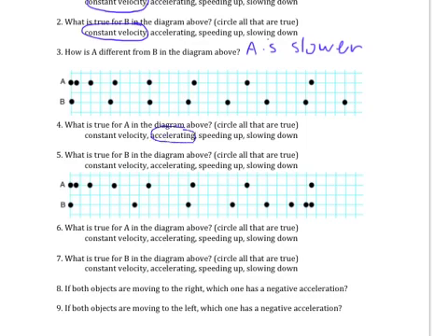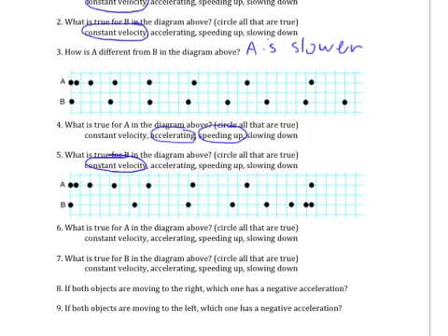Now remember, accelerating means to speed up, slow down, or turn, to change your velocity. In this case, since it's going a greater distance each time, each dot is farther apart, and we're traveling this way, I can infer from that that this one is speeding up. But if I look at B, the first dot is here, the next dot is 1, 2, 3, 4 meters away, 1, 2, 3, 4 meters away. It's the same distance each time. So it turns out that B is traveling at a constant velocity.